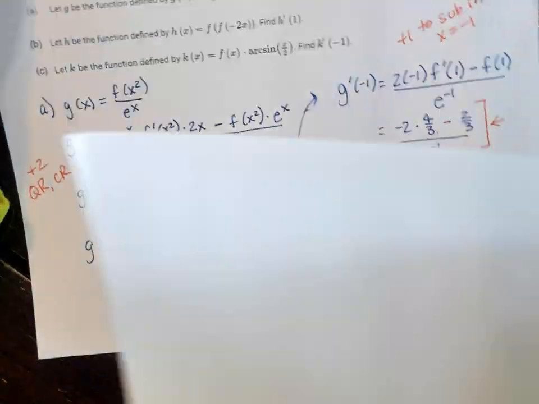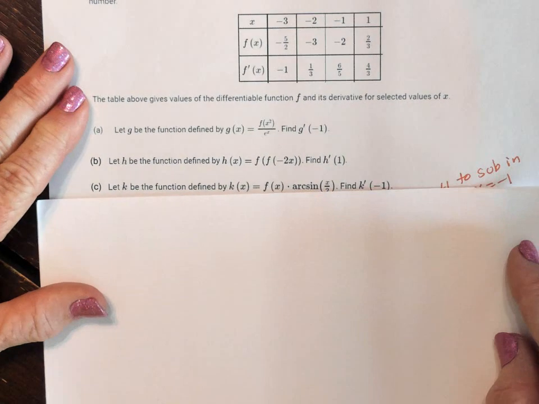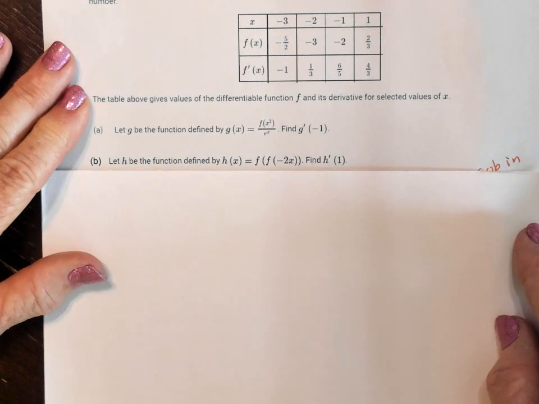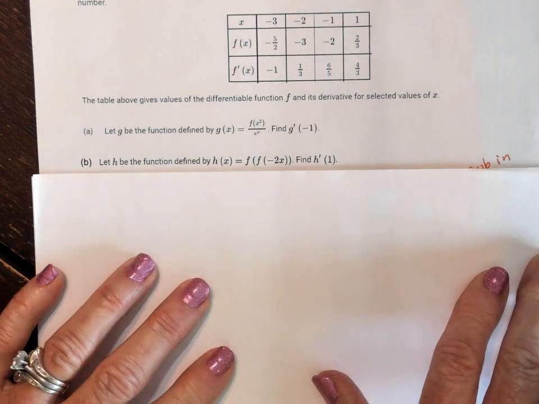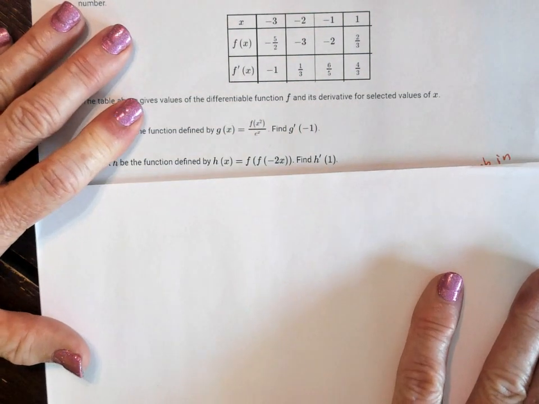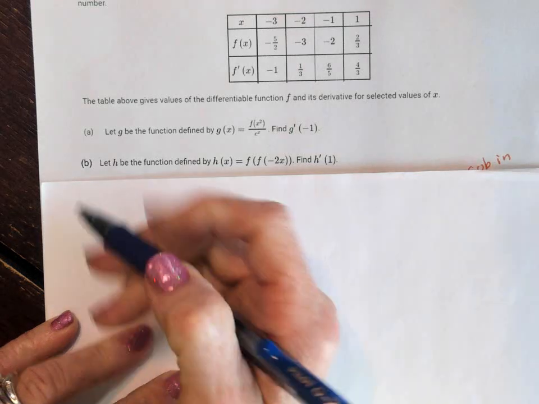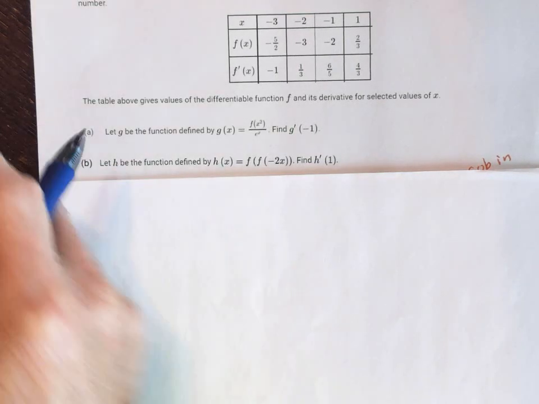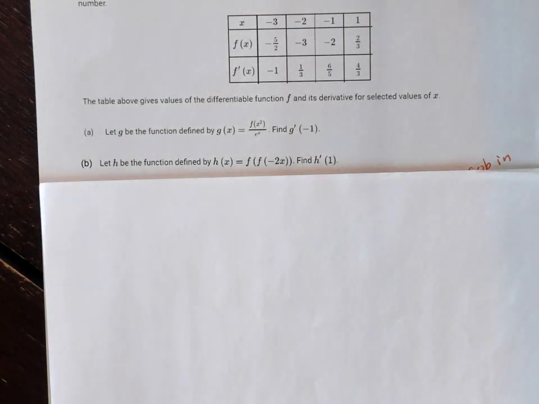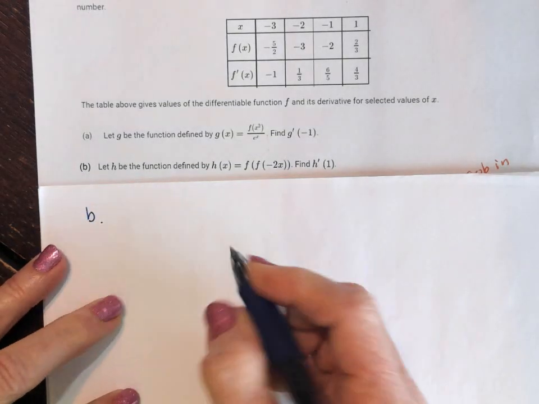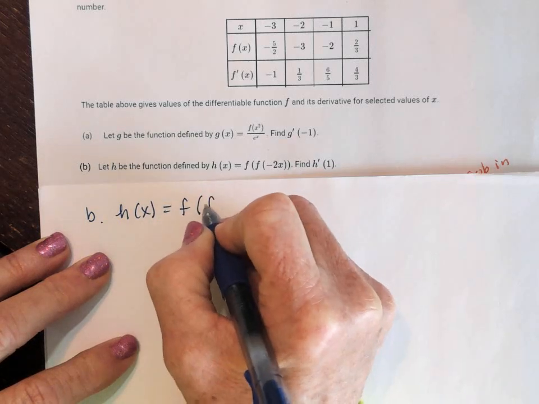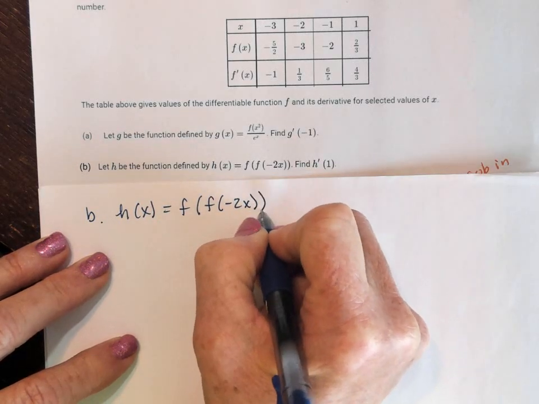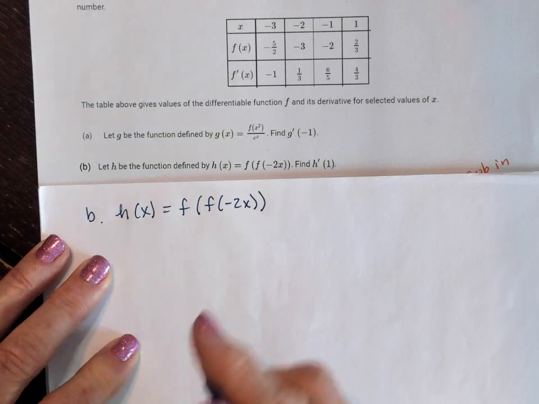Part B says, let h be the function defined by h of x equals that mess. Find h prime of 1. So here's part B. h is f of f of negative 2x. And we want to find h prime.